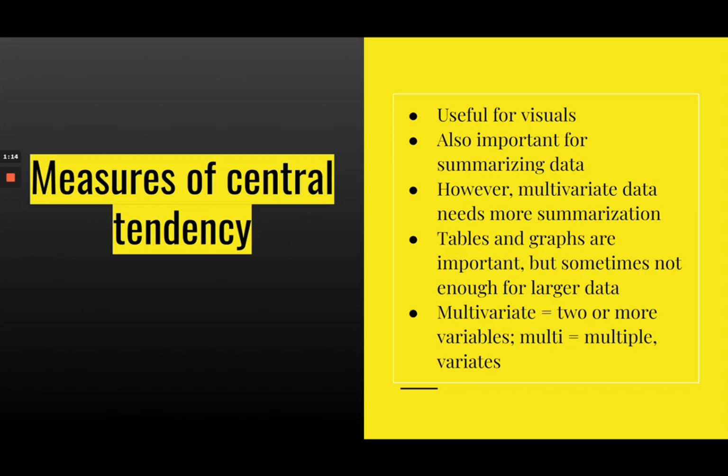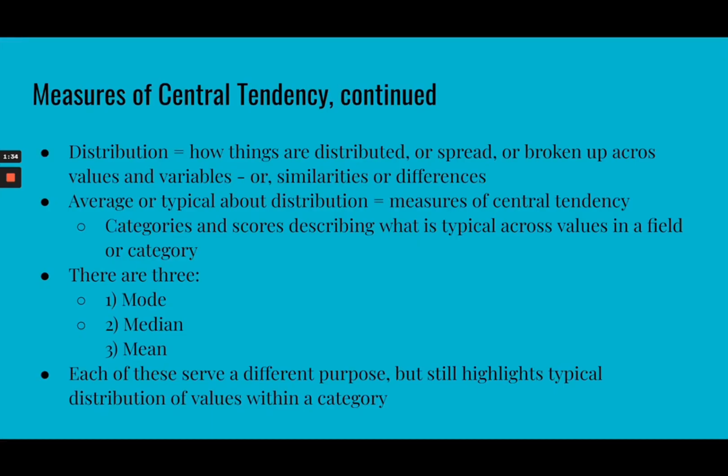So the idea of multivariate data is important because we might need to summarize more. We might need to summarize things that have more than just one variable. In this case, multivariate means two or more variables. Multi being multiple, and the variates being variables. So being able to understand the measures of central tendency and how that influences our movement forward is important.